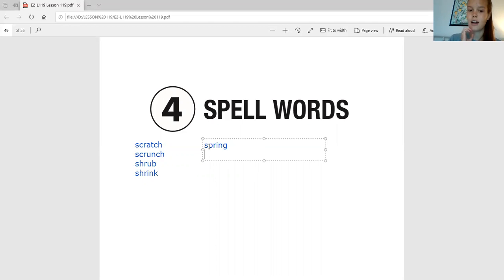All right, let's get started. To make the spr sound, it's going to be our S-P-R. So spr. That's a long I, and I'm going to make that with an I and our magic E at the end. So I'm going to put I and then the T, and then I can't forget that magic E because I need it to make that long I.